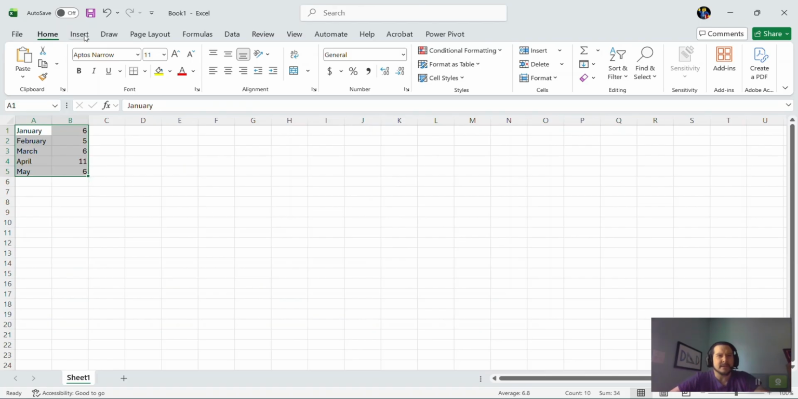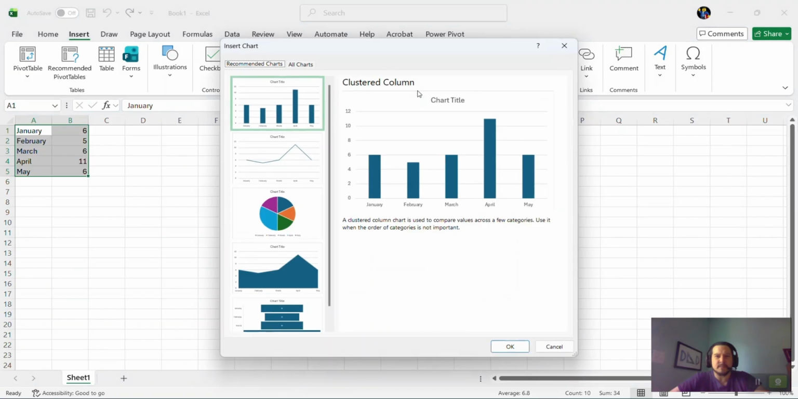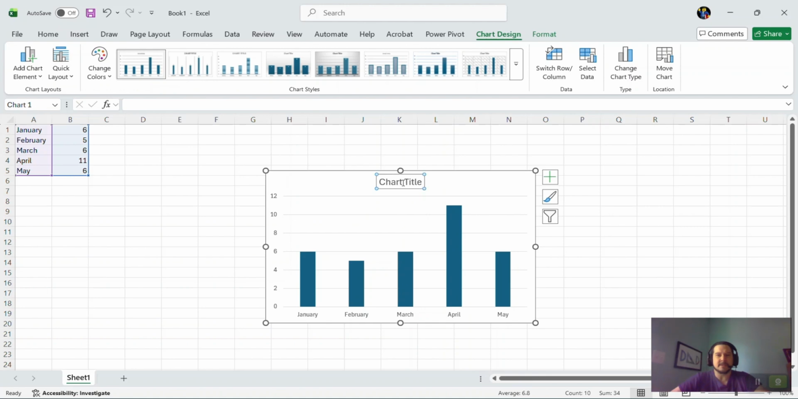And then you can go to Insert and open this up. By default, it wants to put it into a histogram anyway. So if that's the case for you, you can just go ahead and hit OK. And then you can double click up here to change the chart title. So Mrs. C's monthly book count, something like that.